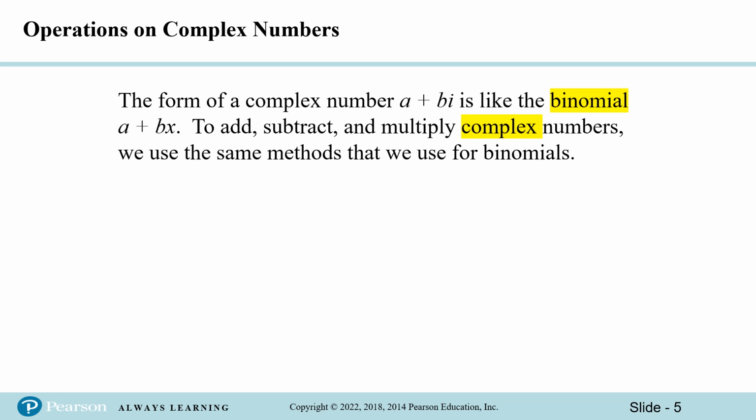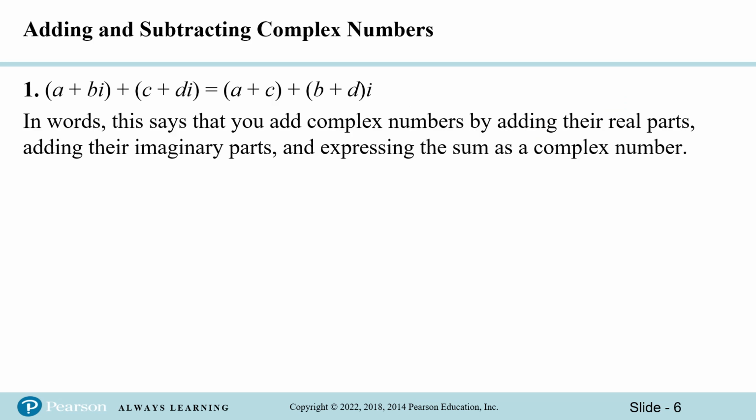Adding, subtracting, and multiplying complex numbers is basically identical to how we add, subtract, and multiply binomials. To add, we combine like terms. To subtract, we distribute the negative and combine like terms. To multiply, you could use the FOIL method. I recommend using the box method. You know me and the box method. So yes, it's the same as how we do it with binomials.